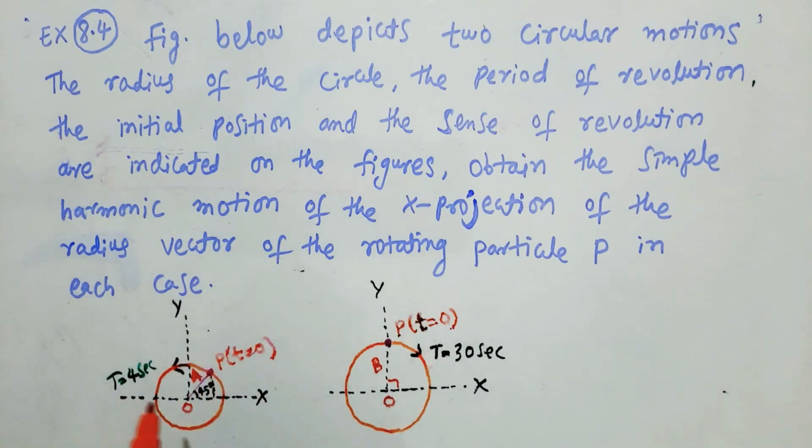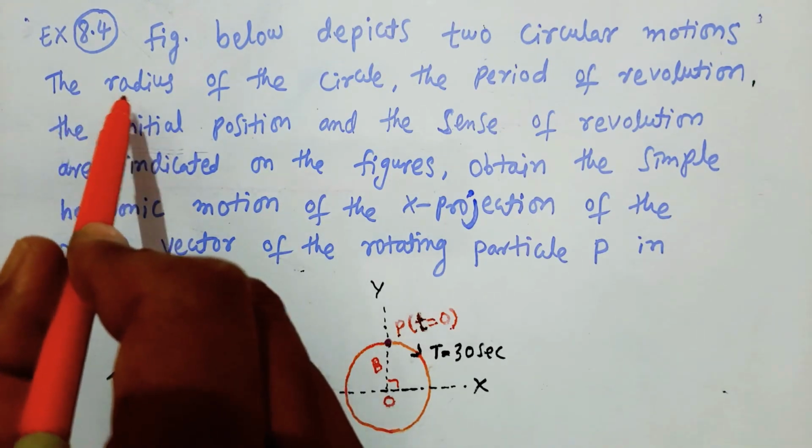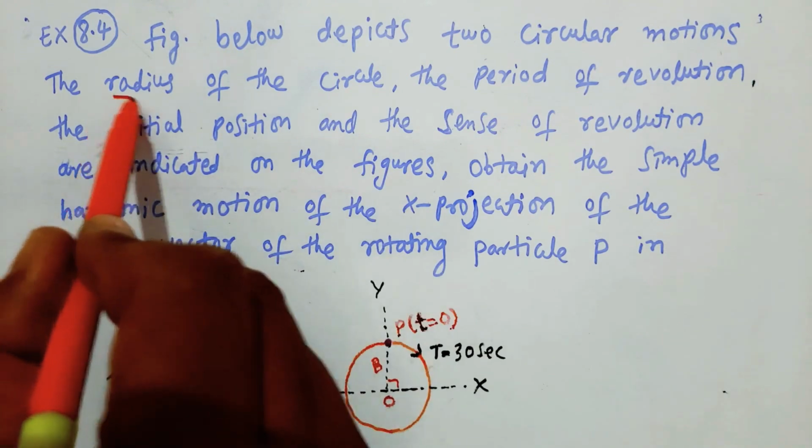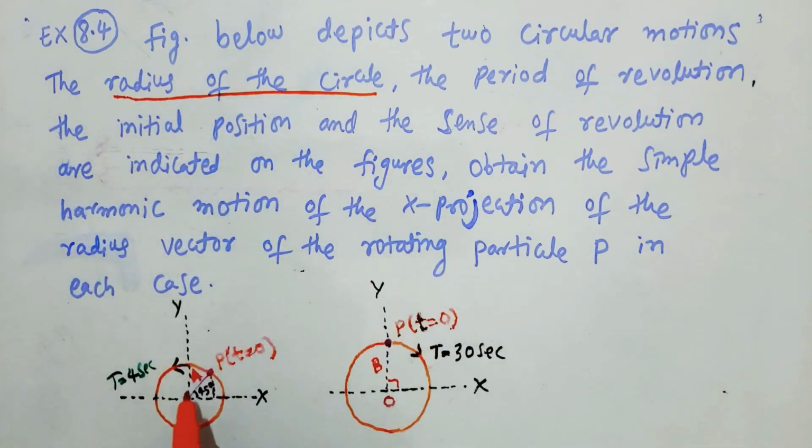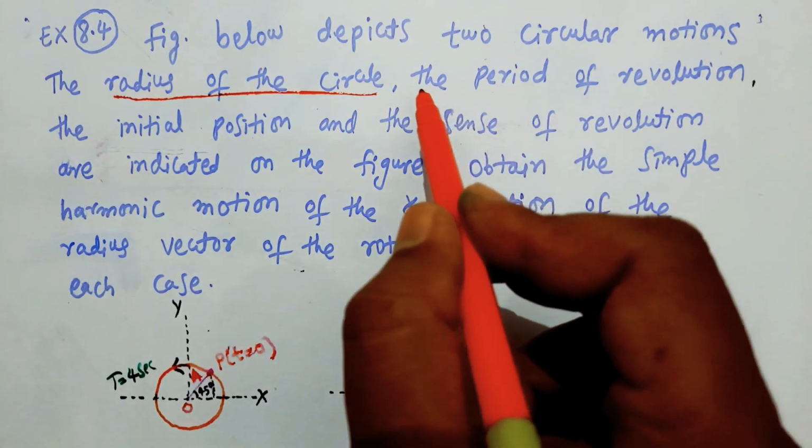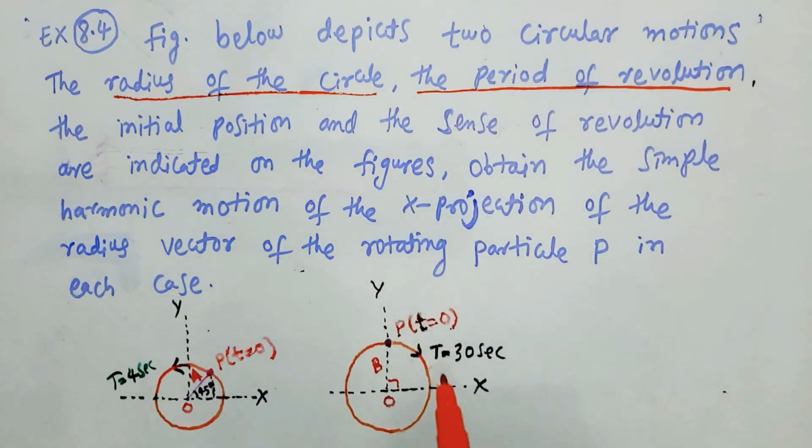So here two circular motions are given. In these circular motions, they give the radius of the circle. Here it is A, here it is B. The period of revolution is given. So here it is T is equal to 30 seconds. Here T is equal to 4 seconds.